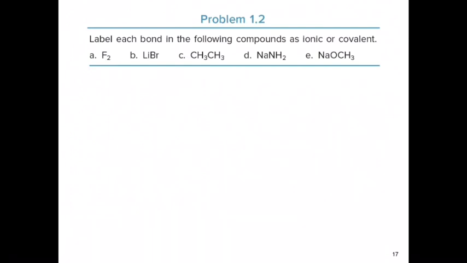So for fluorine gas, F2, you can see that fluorine is a nonmetal and there's no metal anywhere in the chemical formula. And so it makes this compound a molecule. So this is a molecule. And because it's a molecule, it uses covalent bonding.